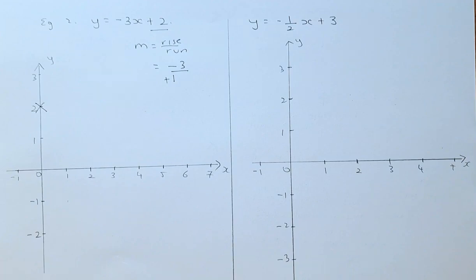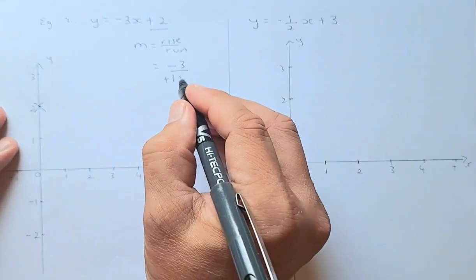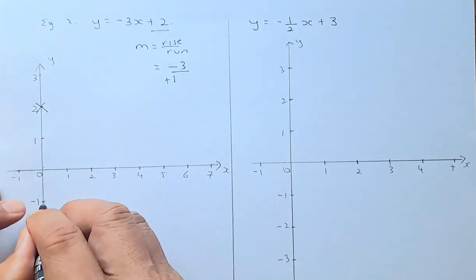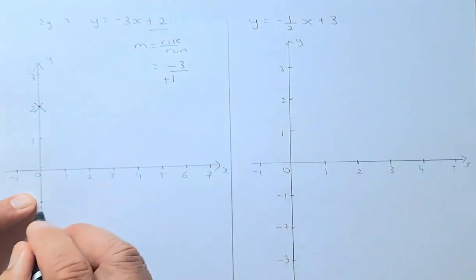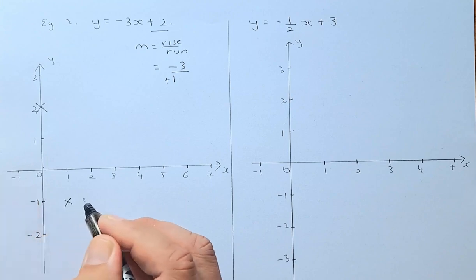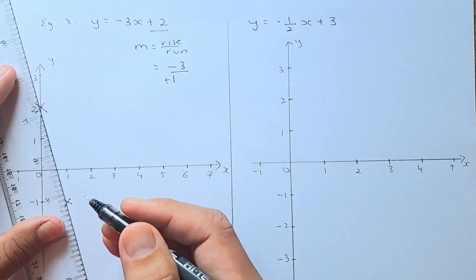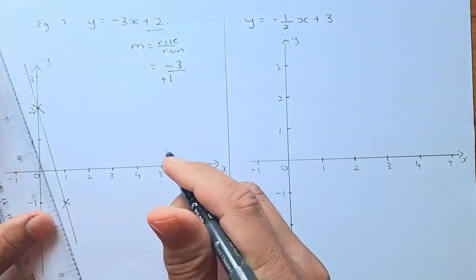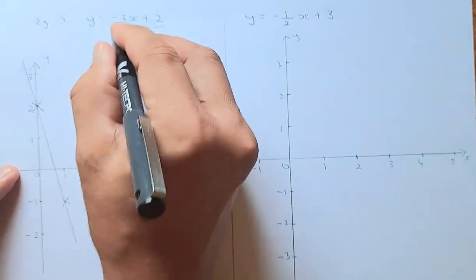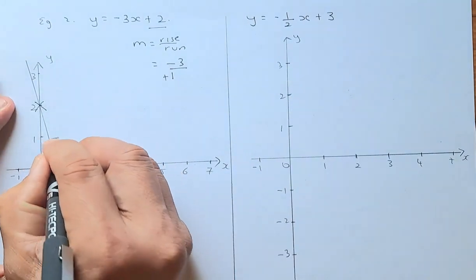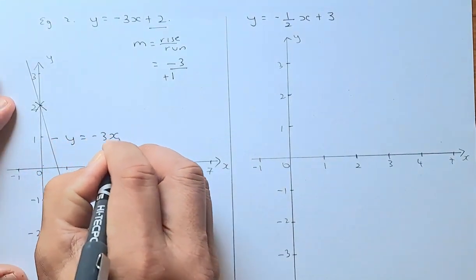Now you're going to plot the second point. The second point is that you go down 3, so from here, 1, 2, 3. Then you run 1 across. Then you just plot the point and draw the line through the 2 points, and then you are all good. Because this is a negative gradient, the graph is going down. So the equation is y equal to minus 3x plus 2.